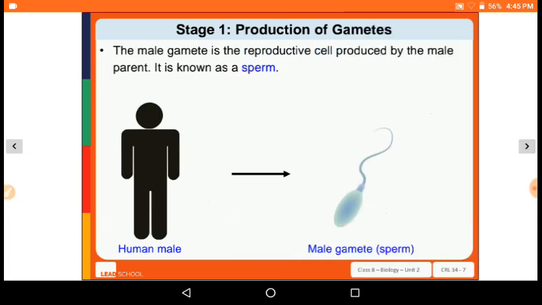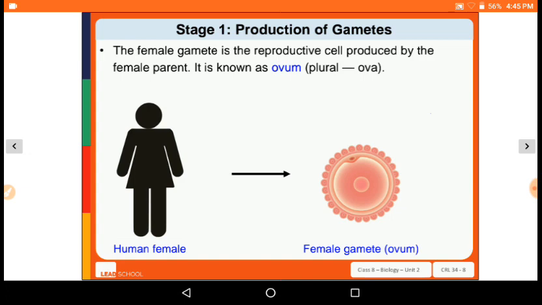The male gamete is the reproductive cell produced by the male parent. It is known as a sperm. It is called the male gamete, which we call sperm. Inside the male, sperm are produced. Then the female gamete is a reproductive cell produced by the female parent. It is known as an ovum. So the ovum is the female gamete and the sperm is the male gamete.